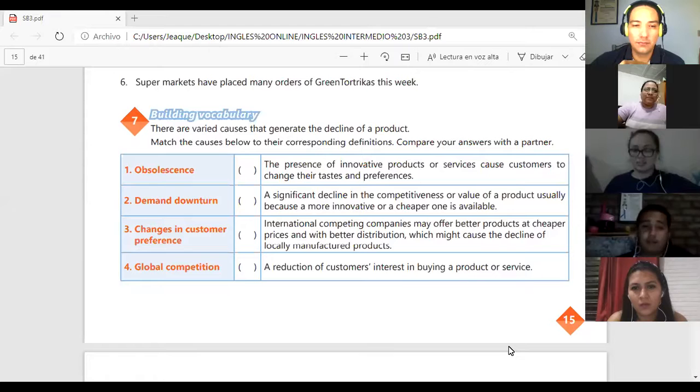The first one. Obsolescence? No. The first meaning: the presence of innovative products or services causes customers to change their tastes and preferences, so we select changes in customer preference. It says preferences in the description, and here it says preference. Singular, plural. Good job. Let's visit one more group and we will be back, okay?